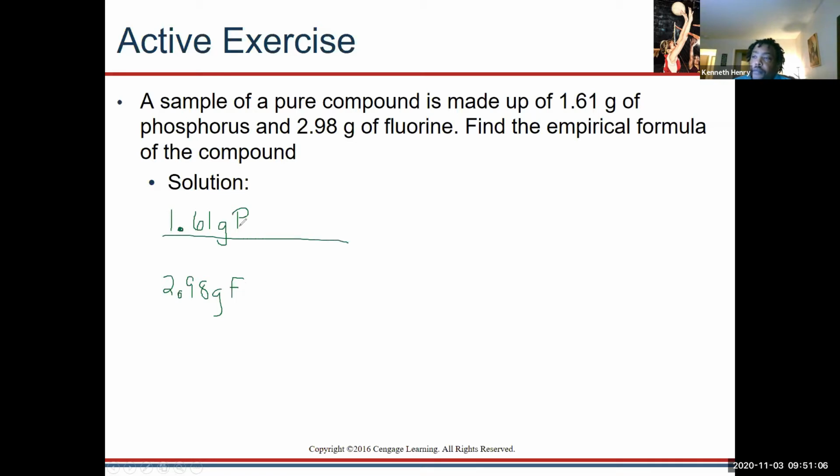So, the first thing I want to do is change this into moles, right? Because once we get it to moles, moles are quantity, right? So that allows me to compare the quantity of phosphorus to fluorine. So how would I change this into moles?